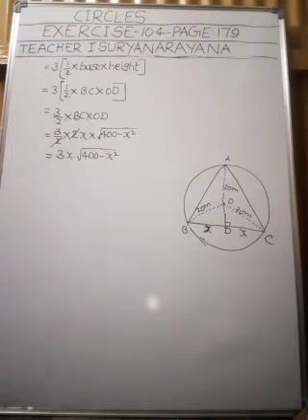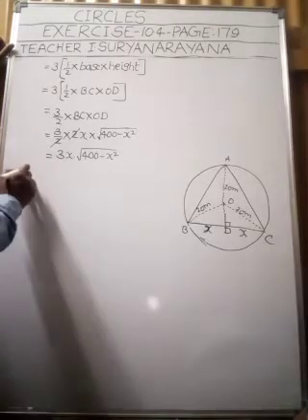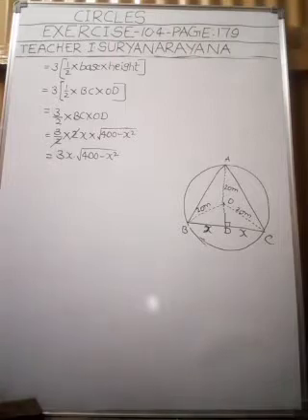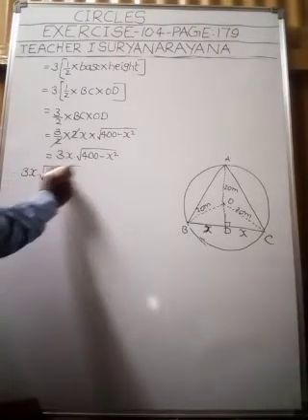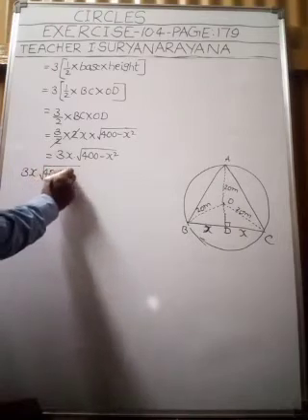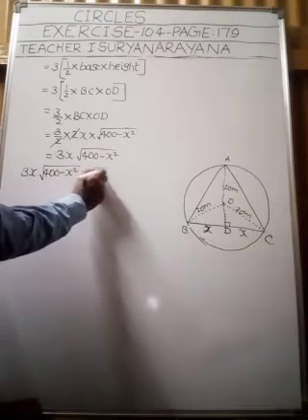But previously we have found the area of triangle ABC, that is root 3 x square we got. Okay, my children. Therefore, 3x into square root of 400 minus x square is equal to root 3 x square.